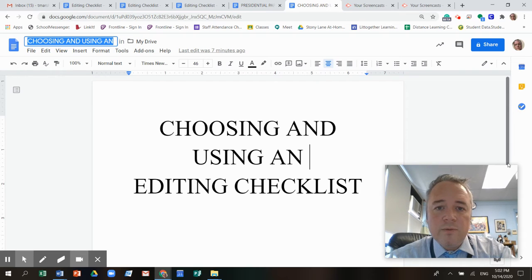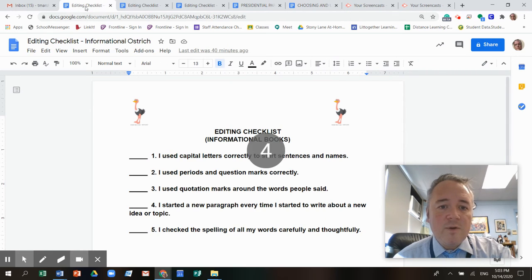So I'm going to show you 3 different editing checklists. These are my checklists. I made them up, but you can use them or you can change them, and maybe you can work together with your teacher or your writing partner on how you would change the checklist so that it fits you best. So let's take a look. I've got 3 checklists right here. This first one is what I call my Ostrich Checklist because it has a picture of an ostrich on it.